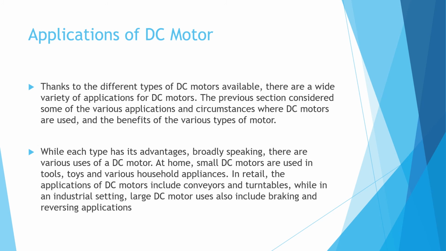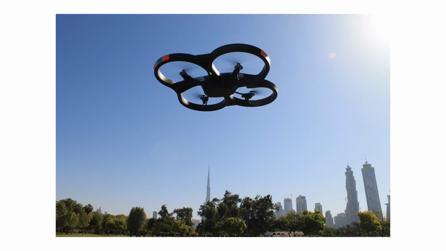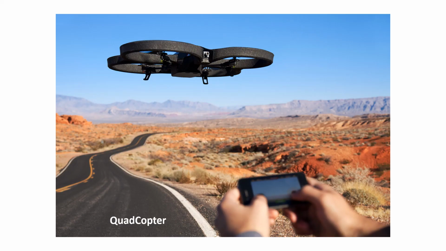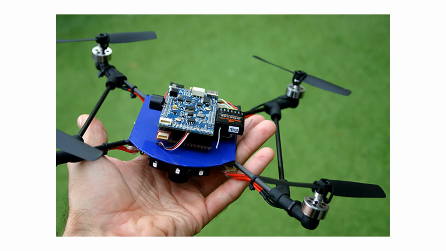While each type has its advantages, broadly speaking, there are various uses of DC motor. At home, small DC motors are used in tools, toys, and various household appliances. In retail, the applications of DC motors include conveyors, turntables, while in industrial settings, large DC motors uses also include braking and reversing. You might have seen this. So here we have four small DC motors, quadcopter. Those four motors are identical and we should run those motors at the same speed.